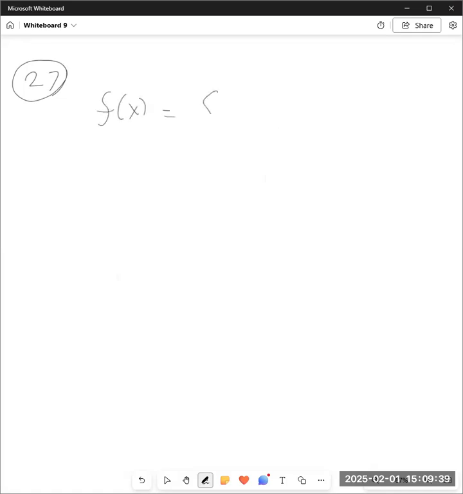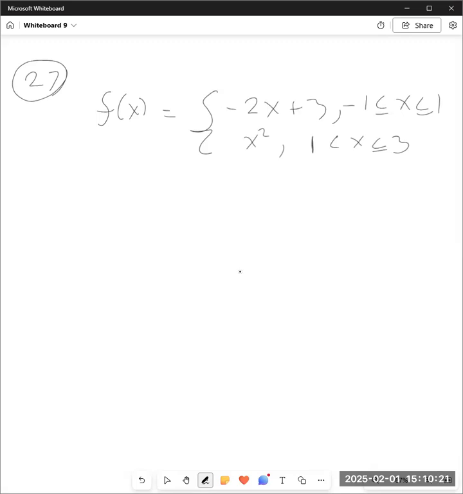f of x is equal to negative 2x plus 3, as long as x is between negative 1 and 1, included on both sides, and is equal to x squared when x is greater than 1 and less than or equal to 3. Why did I write x on both sides there? When x is greater than 1, but less than or equal to 3. There we go.